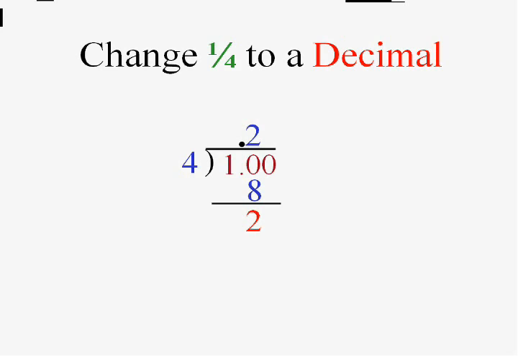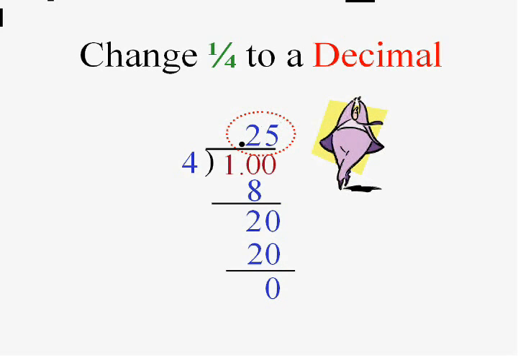I'll multiply, subtract, and I'm not done yet. I can't have a remainder, so I'm going to bring down the next digit, which is a 0, and I'll check 4 into 20. It goes in 5 times, and I'll multiply 5 times 4 and subtract, and now I've got an answer. 1/4 is 25/100ths, or 0.25, but rather we'll say 25/100ths. And I bet you already knew that.